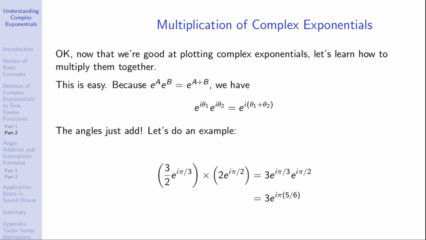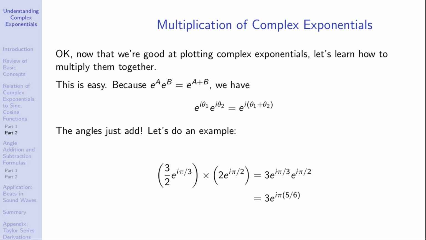Okay, now that we're good at plotting complex exponentials, let's learn how to multiply them together. This is actually quite easy. Because e to the a times e to the b is equal to e to the a plus b, we have that e to the i theta 1 times e to the i theta 2 is equal to e to the i (theta 1 plus theta 2). So the angles just add.